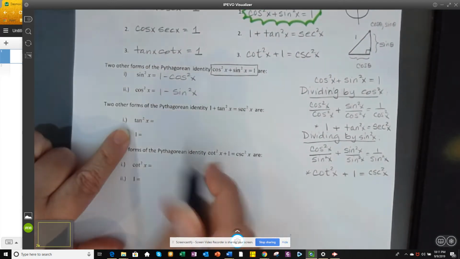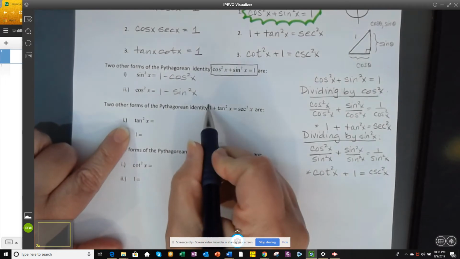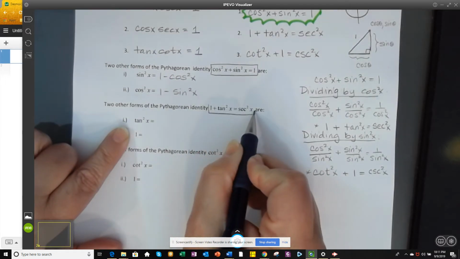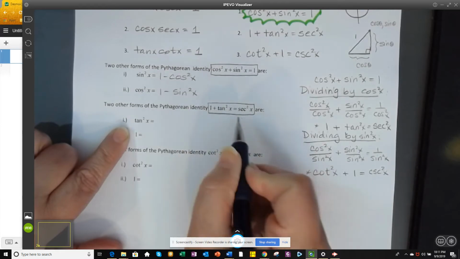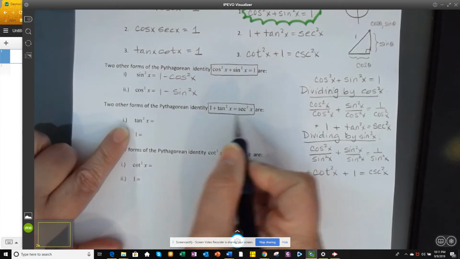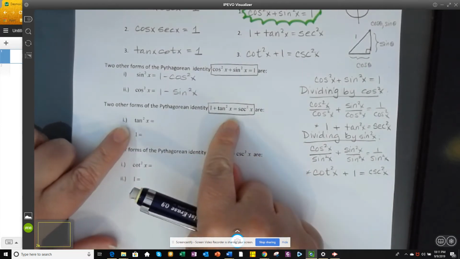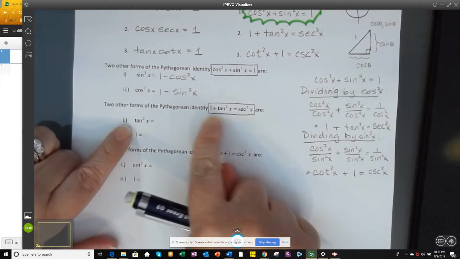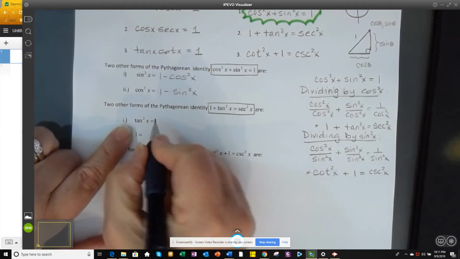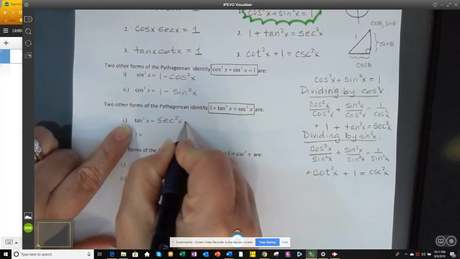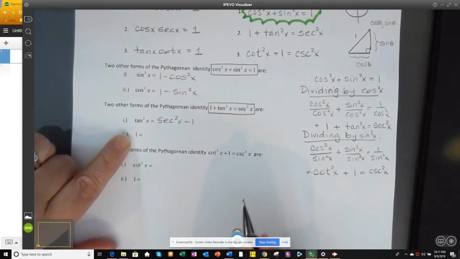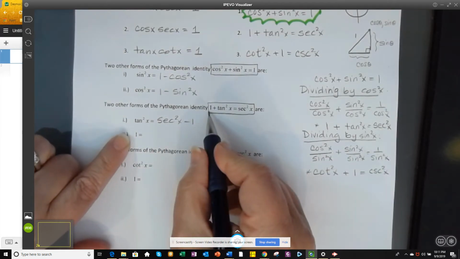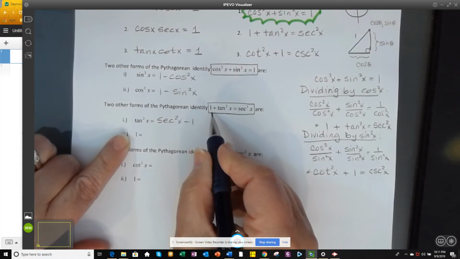All right. Now, what if I took the second Pythagorean identity, 1 plus tangent squared x equals secant squared x, and I solved it for tangent squared? Well, what would I do? I would subtract 1 from both sides and I would get secant squared x minus 1. And then what if I solve for the 1? I wanted to get 1 all by itself because we like to have things that equal 1. Well, what would we do?